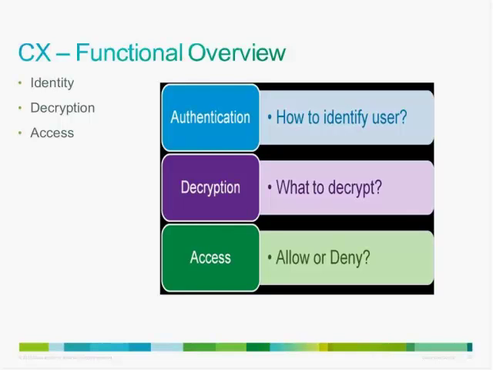The second type of policy is decryption. Decryption policy specifies what do you want to decrypt. So you can control with this policy whether you want to decrypt all traffic, or a specific set of traffic, or decrypt malicious traffic based on the web reputation. The third type of policy is access policies. That is the decision-making policy: once all the information is obtained, what am I supposed to do with this traffic? Am I supposed to allow it or deny it?